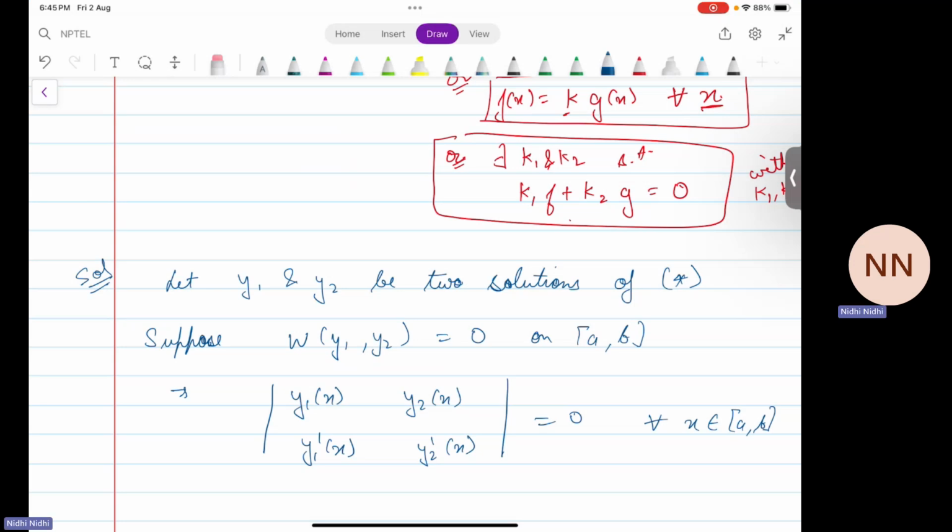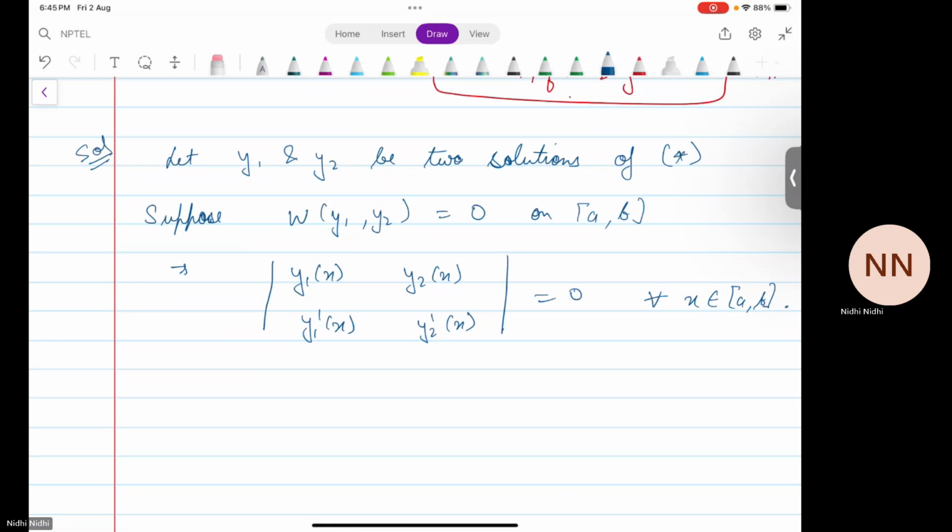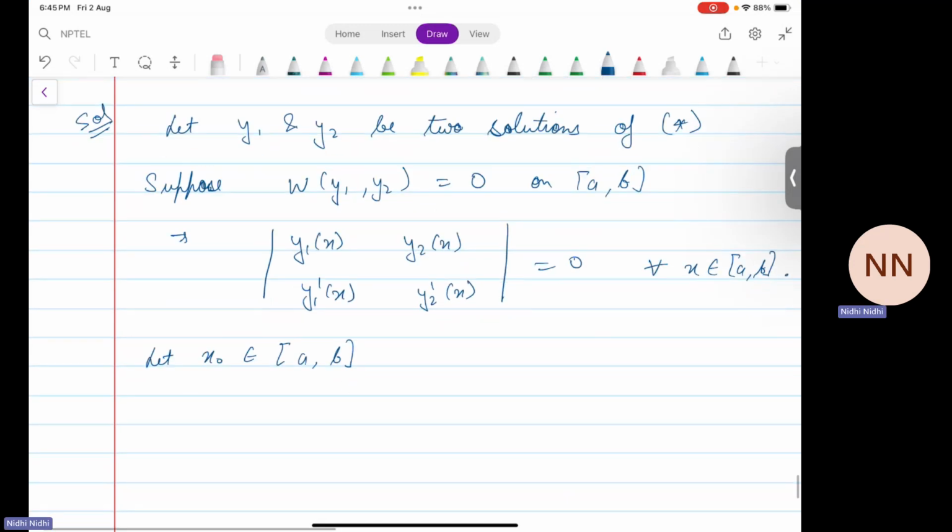So this would imply, now let x naught belonging to the closed interval [a, b] be some arbitrary point. Now since the determinant is 0 for all x, it must be 0 for x equal to x naught as well. So this implies y1(x naught) y2 dash(x naught) minus y2(x naught) y1 dash(x naught) is equal to 0.